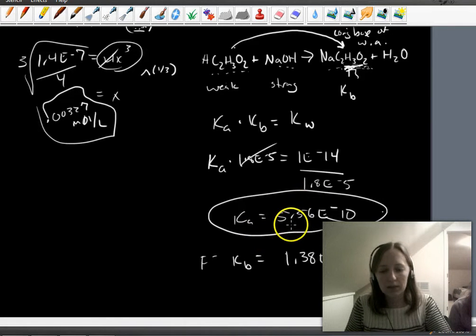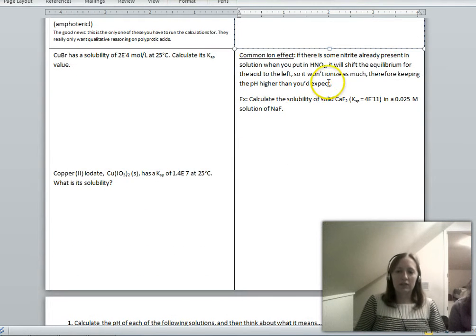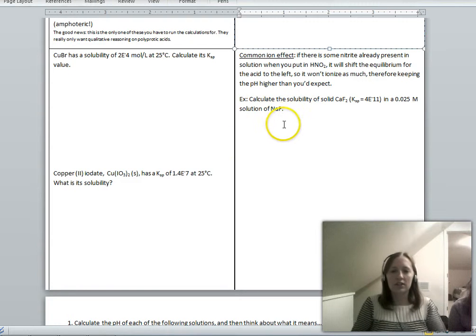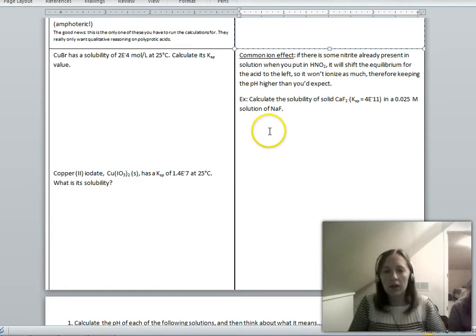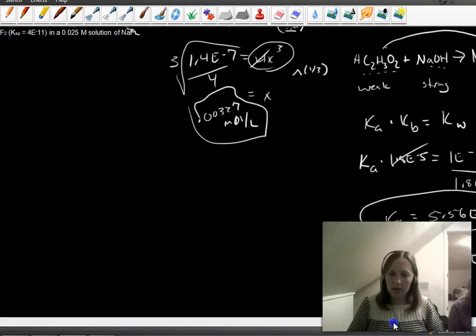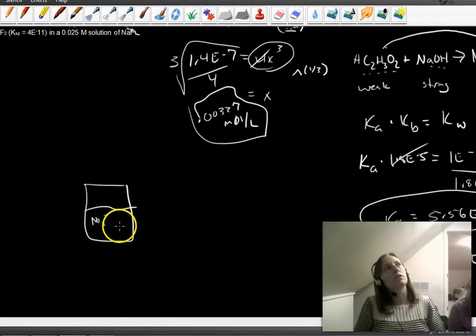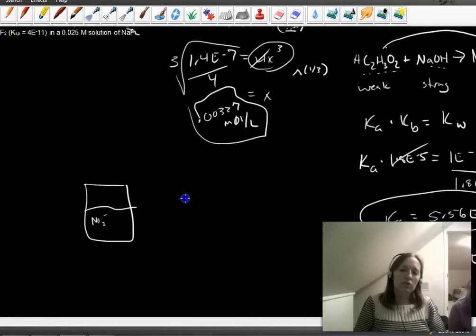All right. And now the common ion effect. If there is some nitrite already present when you've got HNO2, let's do that. If you had a beaker of stuff and there was some NO2 dissolved in it, maybe you dissolved sodium nitrite in there. Sodiums aren't really relevant. You've got some nitrite already present.